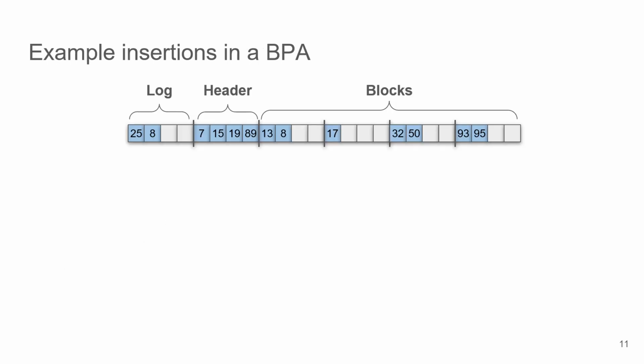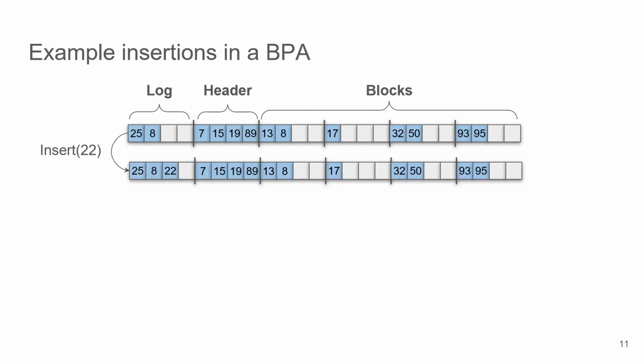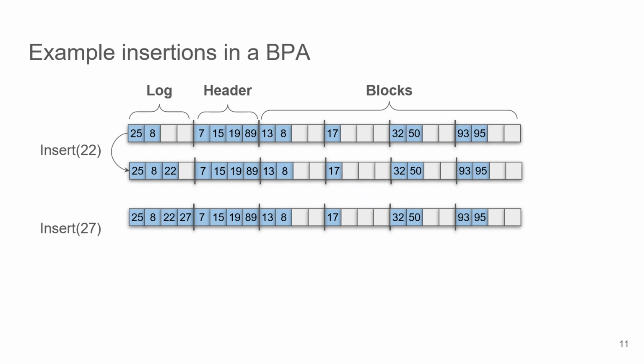So let's walk through a few example insertions in the BPA. First, let's insert 22. When we insert 22, we can just stick it in the log. This makes inserting 22 very efficient. I will also note here that the log elements are not sorted, again making these inserts very efficient. Next, let's insert 27. When we insert 27, we find that we now have a full log, and so we will want to flush the log.